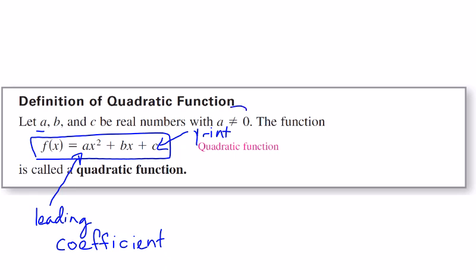Now notice how they say a is not 0, because if a was 0, then that term would go away and you'd just have a linear function. So a always has to be a number that's not 0. B and c can be 0, but for it to be a quadratic, you have to have a value there for a. Even if it's a 1 and it's invisible, you're still going to have a value there that's not 0.